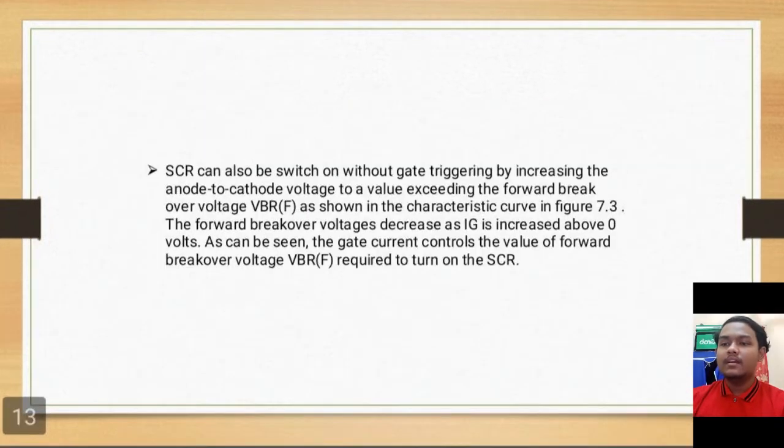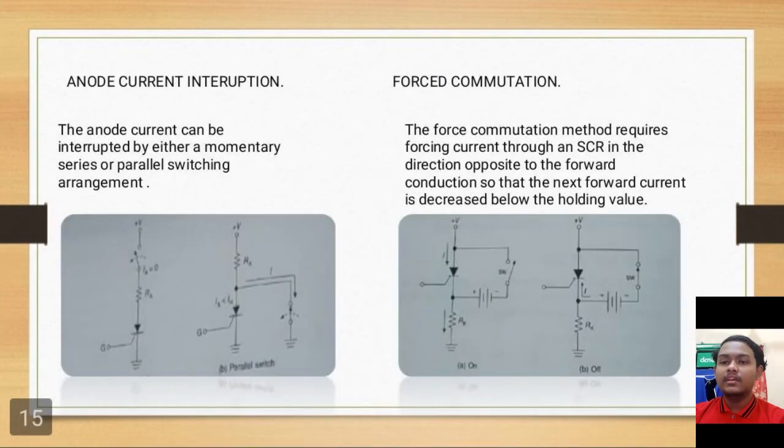This is shown in figure 7.6c. The SCR can also be switched on without gate triggering by increasing the anode to cathode voltage to a value exceeding the forward breakover voltage. The forced commutation method requires forcing current through the SCR in the direction opposite to the forward condition so that the forward current is decreased below the holding value.